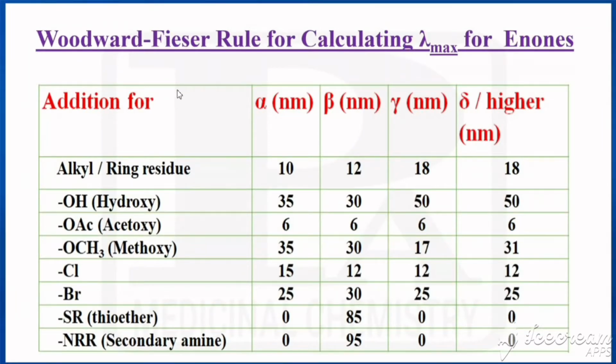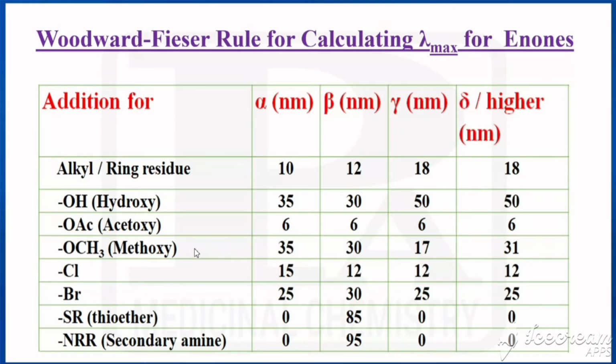Now we'll see some addition values for the substituents. If an alkyl substituent or ring residue is present in the alpha position, we have to add 10. If it is in beta, that would be 12. Gamma is 18. Delta or higher is 18. For hydroxy groups, if it is in alpha, that is 35. Beta is 30. Gamma and delta or higher is 50. For an acetoxy group, for alpha it is 6. For every position it would be 6.